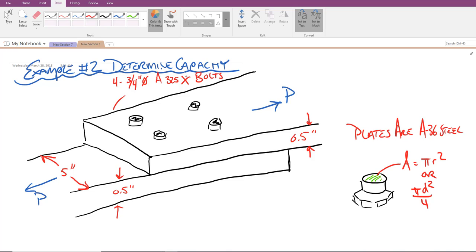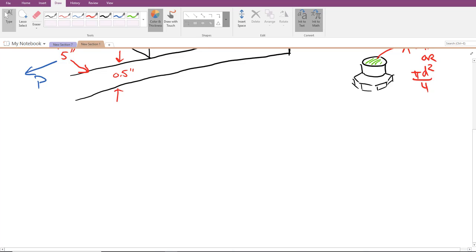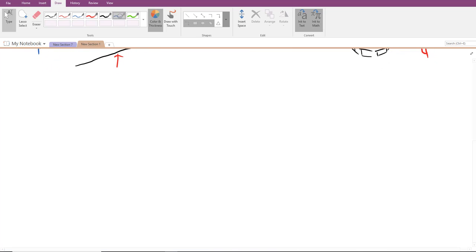what the area of a bolt is, pi r squared or pi d squared over 4. Most of the students are pretty comfortable with pi r squared, but every once in a while I throw pi d squared over 4 in, and it messes them up. Just wanted to remind you that those are the same thing. So we're going to run the process the same way, only this time we're going to determine the capacity rather than check the capacity. So let's start with bolt shear.